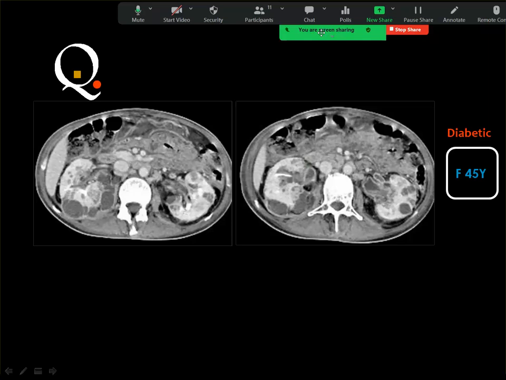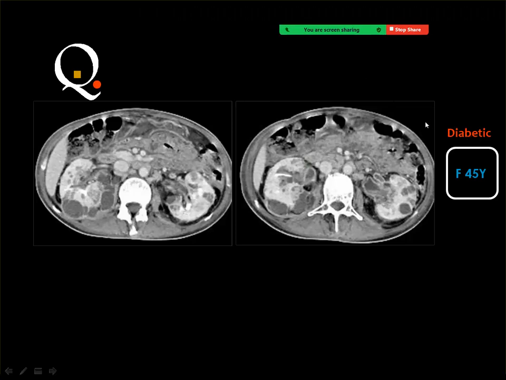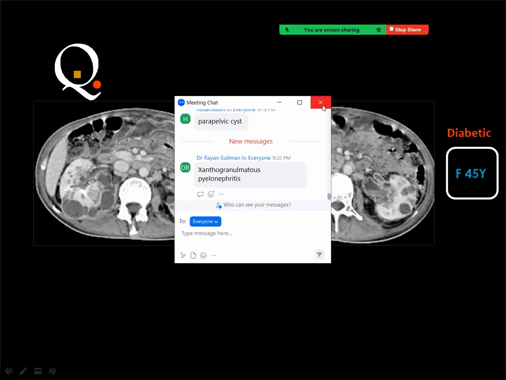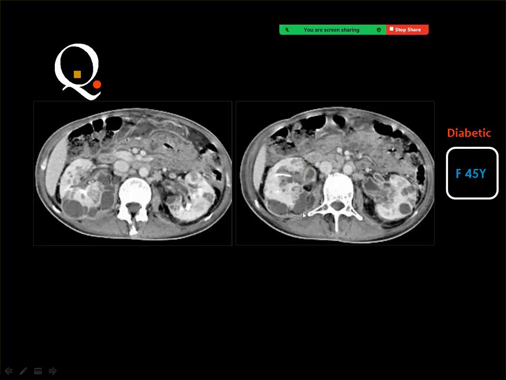And whenever you are told that the patient is diabetic, and you think of infection, and the infection here is bilateral. It is not xanthogranulomatous pyelonephritis, but these are multiple abscesses in the renal parenchyma and perinephric space with extension to the collecting system. The xanthogranulomatous pyelonephritis is usually unilateral pathology, and the kidney is not functioning.